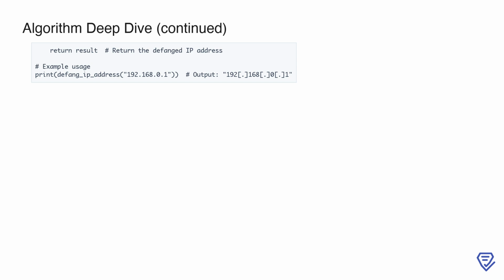For example, calling the function with the input 192.168.0.1 returns 192[.]168[.]0[.]1 as expected. This implementation is straightforward and effectively handles the transformation in a way that is both clear and efficient for the given problem constraints.